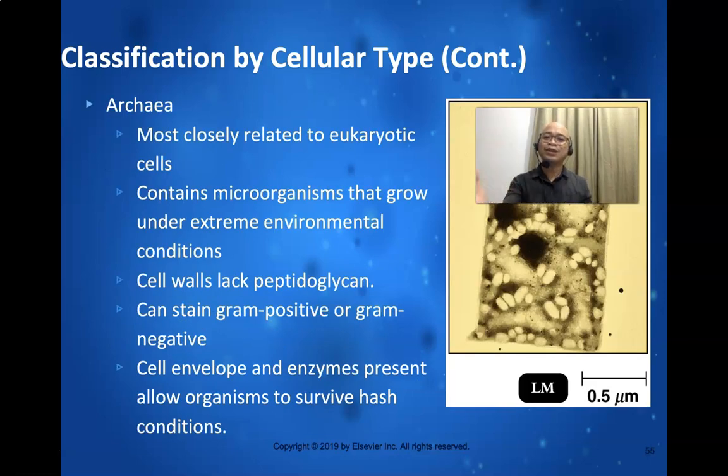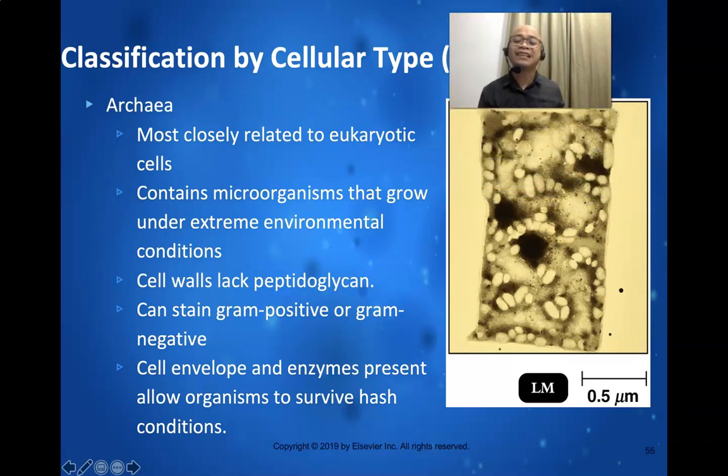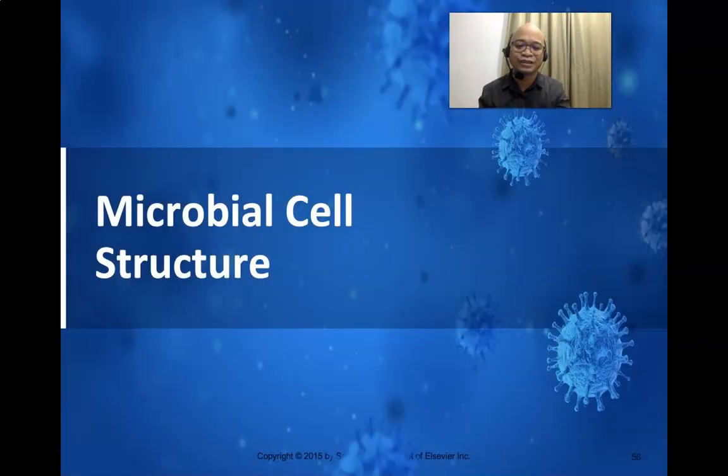As I told you, archaeal bacteria are those organisms that are most closely related to eukaryotic cells. This group contains microorganisms that grow under extreme environmental conditions. They are not true bacteria because they lack a cell wall and peptidoglycan. They can stain gram-positive or gram-negative. The cell envelope and enzymes that are present allow the organisms to survive in harsh conditions.